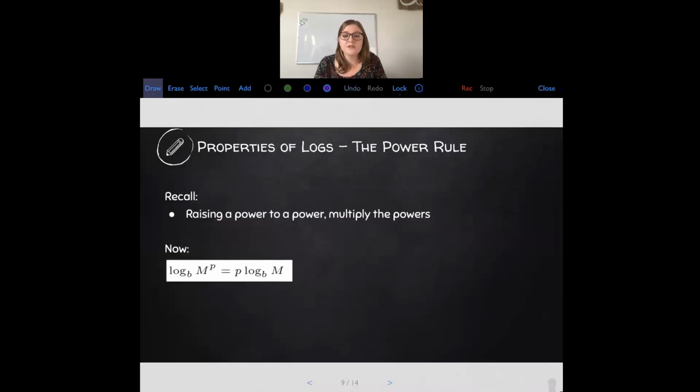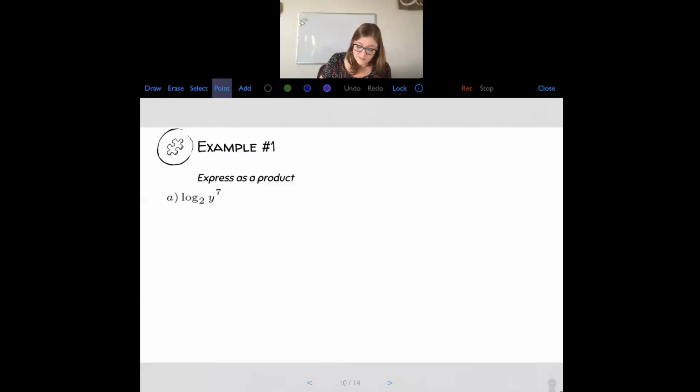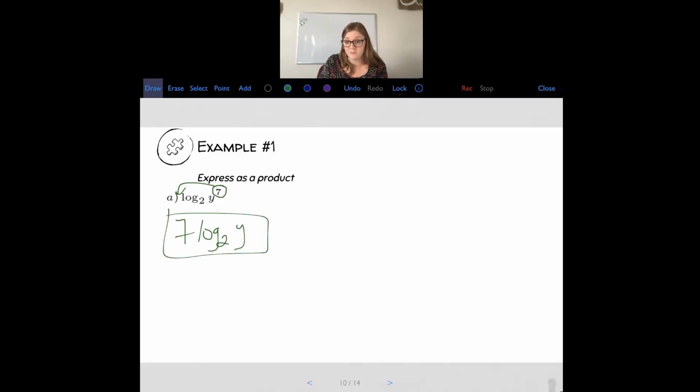Another rule we have is the power rule. So remember that when we raise a power to a power, we multiply the powers. So if we have log base B of m being raised to a power, we can take that power and multiply it times log base B of m. You aren't necessarily required to know how these relate to the rules of exponents, but it could be helpful as you're working with them to see that connection there. And if you want me to go into more detail, I'm definitely happy to do that with you. Okay. So express as a product. So we have log base 2 of y to the 7th. So 7 is my power, and this can come on the outside. So 7 log base 2 of y. Okay. So that would be using the power rule.